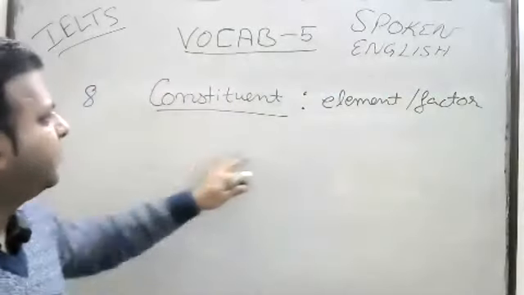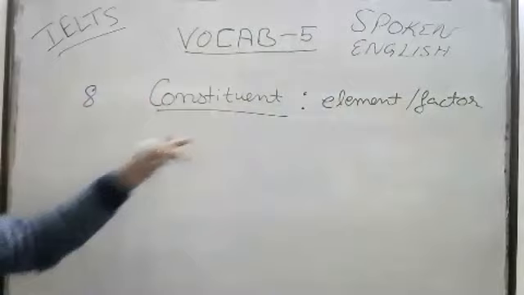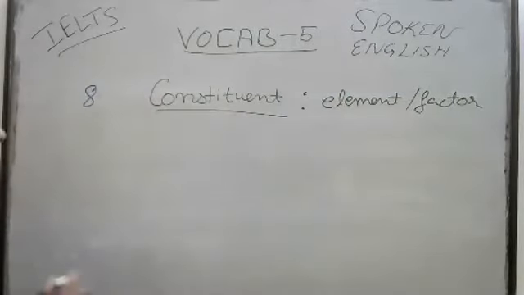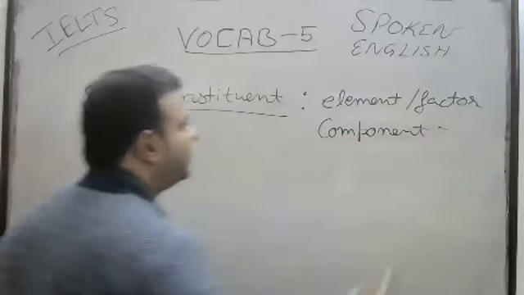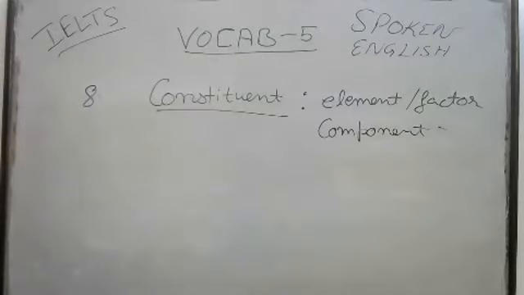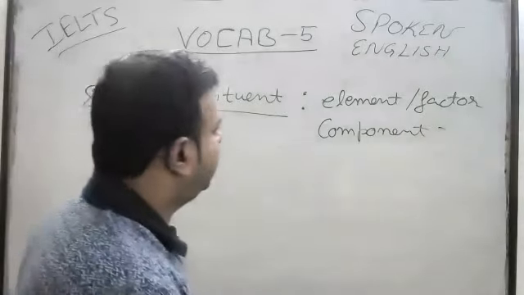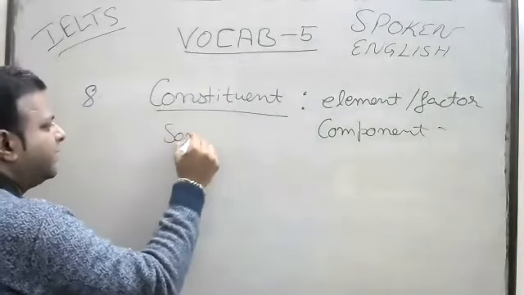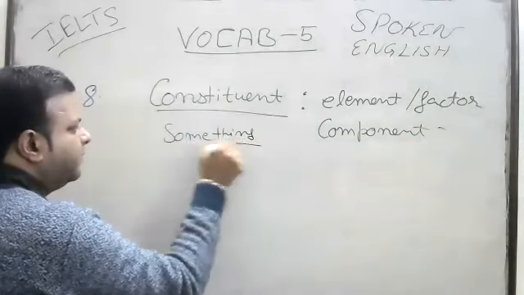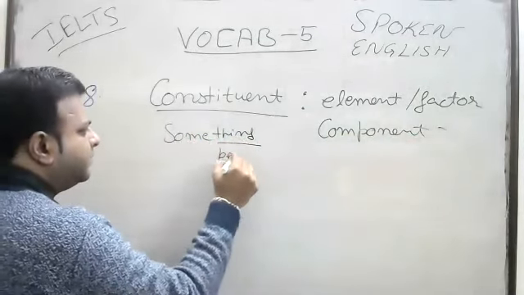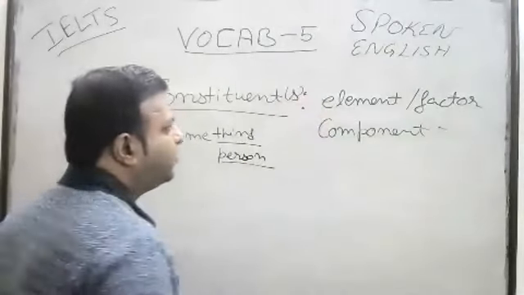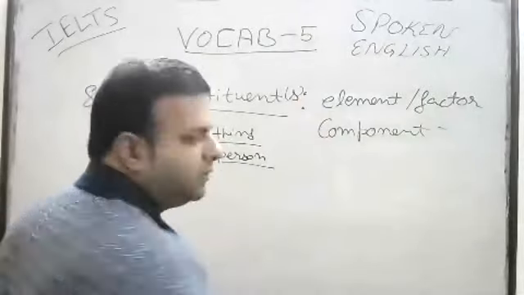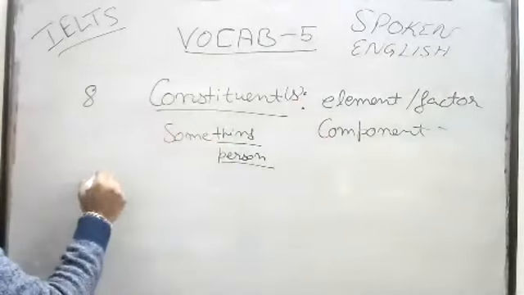So for those we can use the word constituent. We can also say component. We can also use it for component. Constituent, now you can use it for either something or a person. इधर आप s लगा लोगे तो क्या बन जाएगा? Plural. Which means people. So now let's make an example.